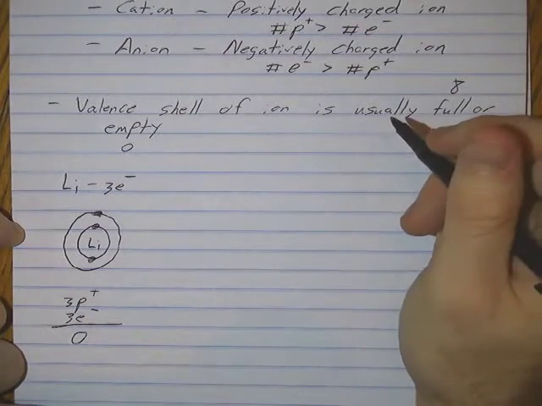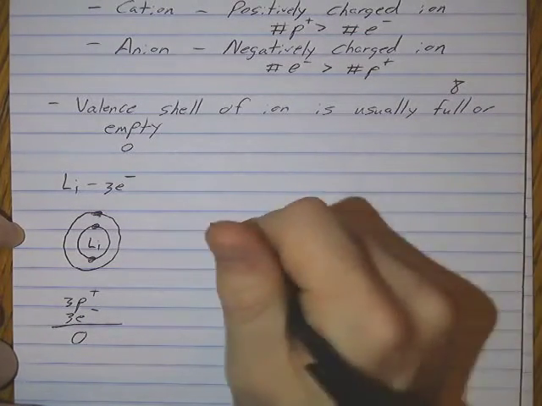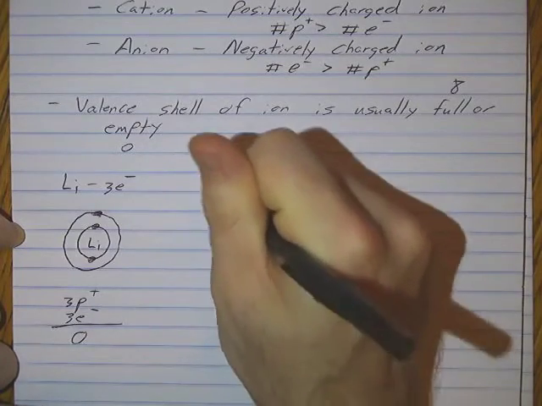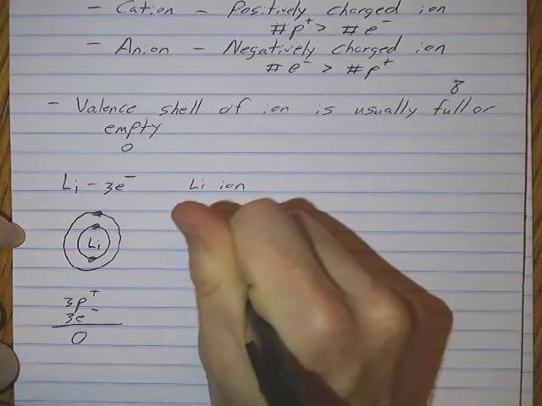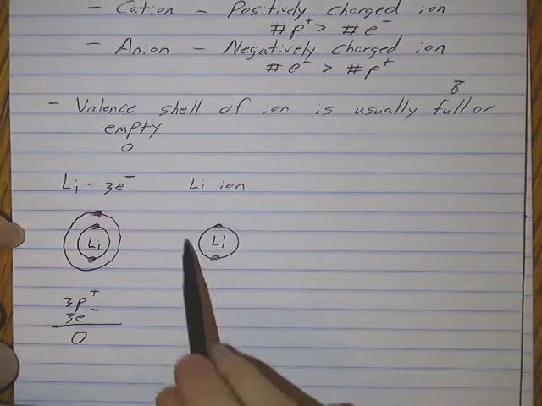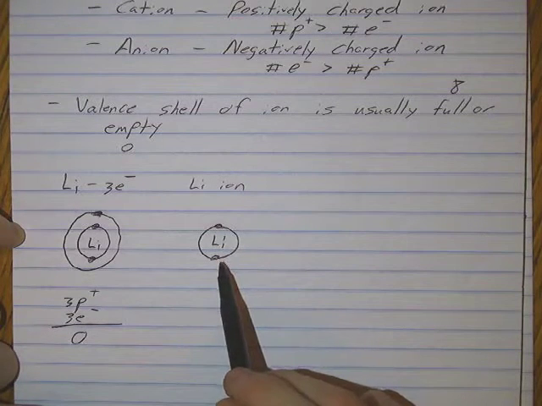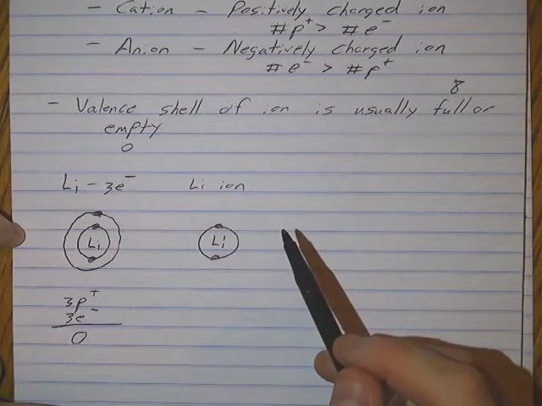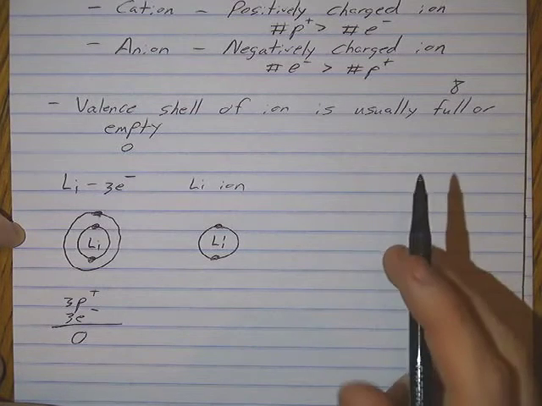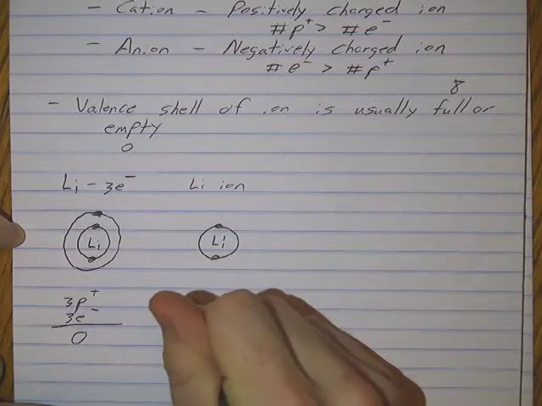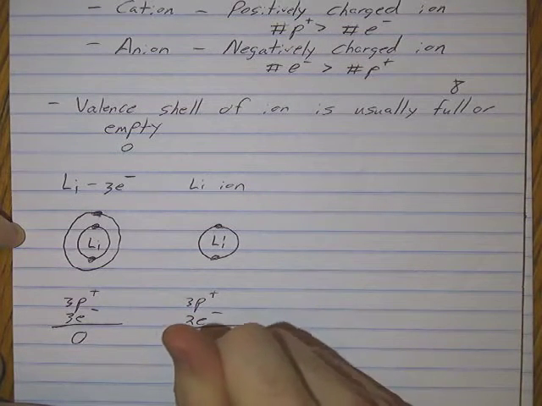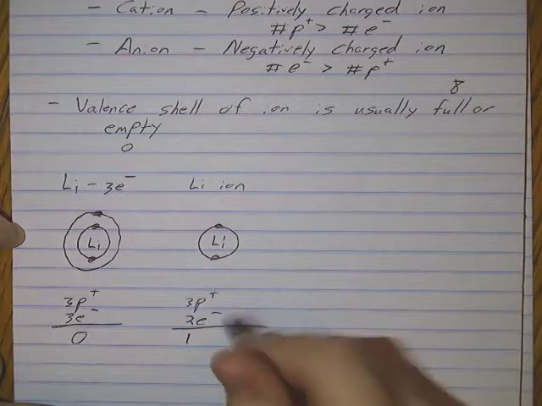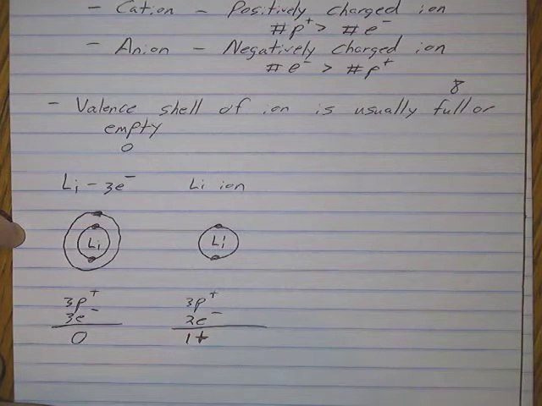So in this case, lithium in the ion is going to have one less electron. Okay, and so that valence shell is empty. And we don't need to draw in an empty valence shell. That's just not necessary. Okay, so in this case we have 3 protons but only 2 electrons. And the difference between the two is 1. Okay? And because you have more protons than electrons, we're going to write a plus.